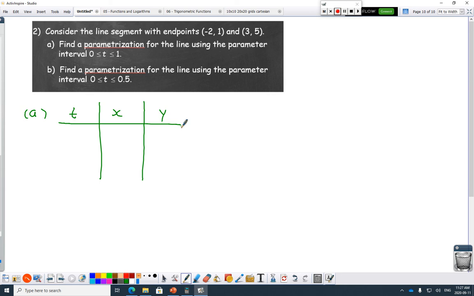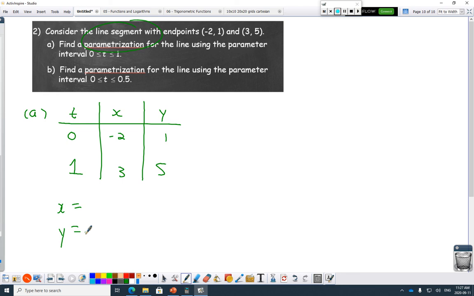They say we want the parameterization to go from 0 to 1. And I want to start with (-2, 1) and end up with (3, 5). Notice this new word, line segment, which means it's just a line segment. It doesn't go on forever. It's just from here to here. So then you've got to do some thinking about what x and y would have to be in terms of t to make this all happen. But you can use your old thinking.